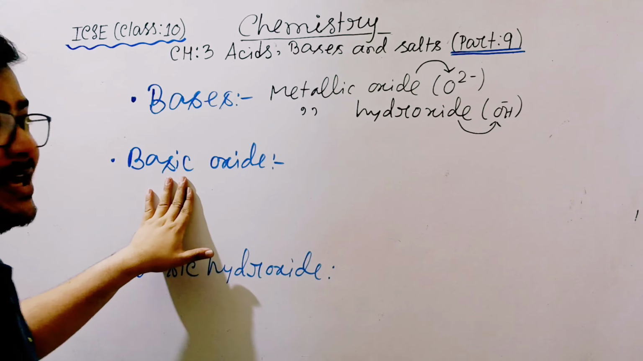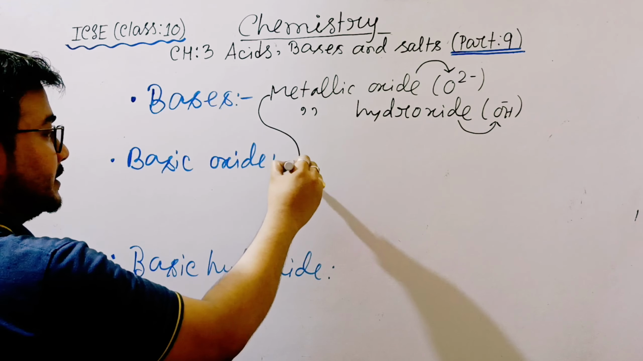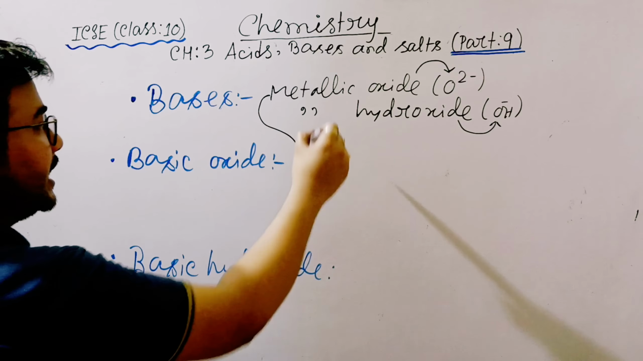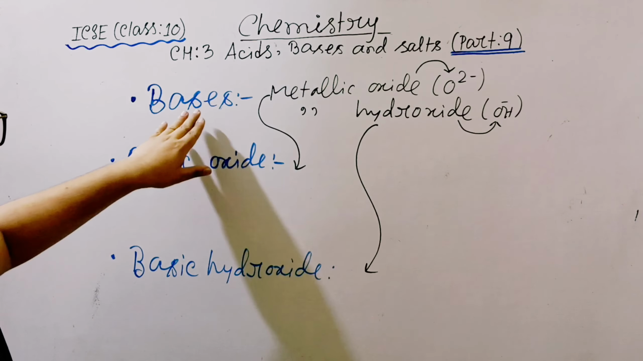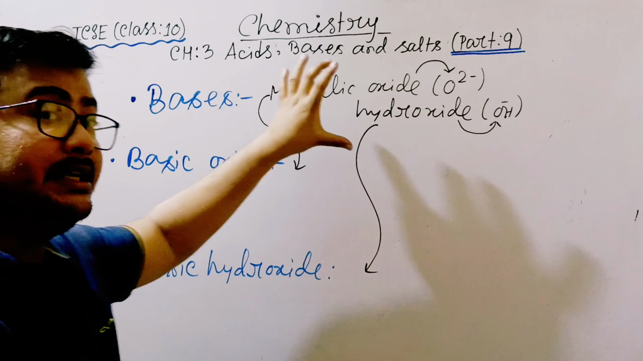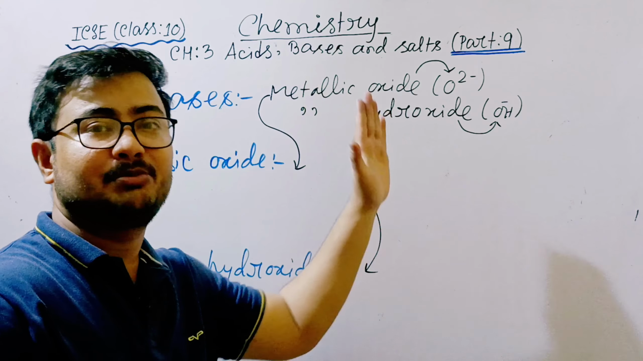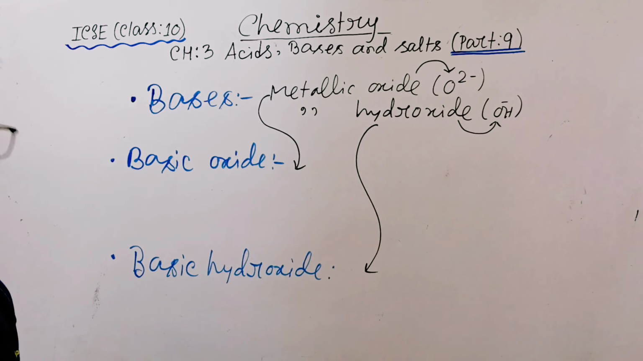What is the basic oxide? Basic oxide is the metallic oxide. What is basic hydroxide? Basic hydroxide is metallic hydroxide. That's why I discussed these 3 key terms in the previous videos. So watch the videos part by part. So what is the definition of the basic oxide?